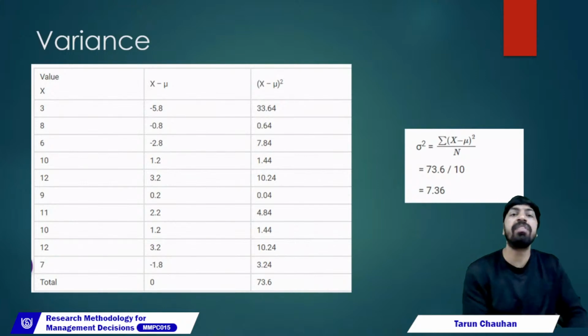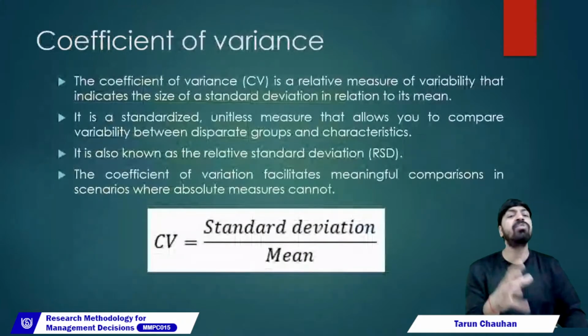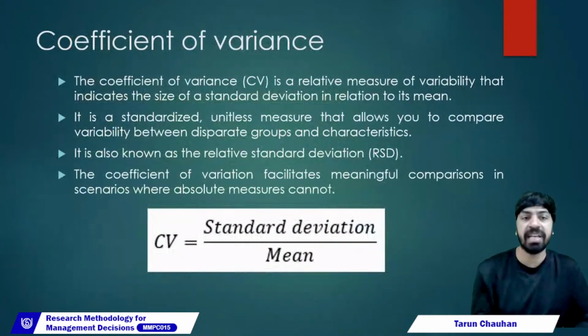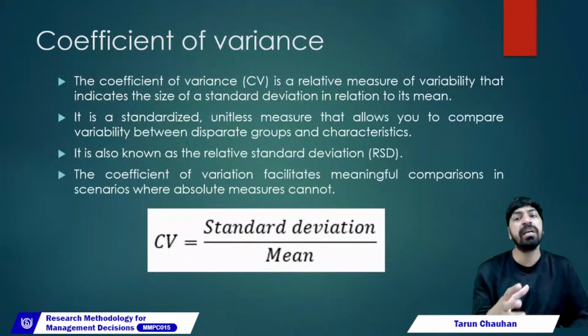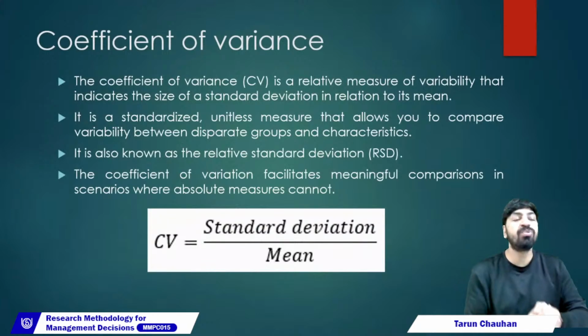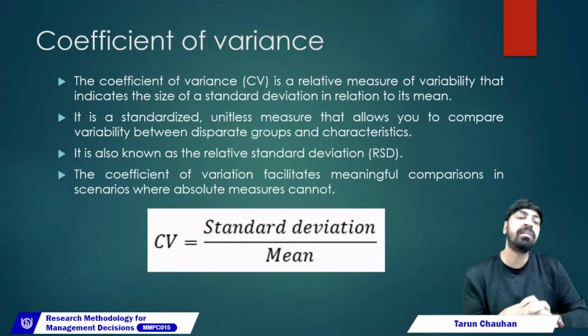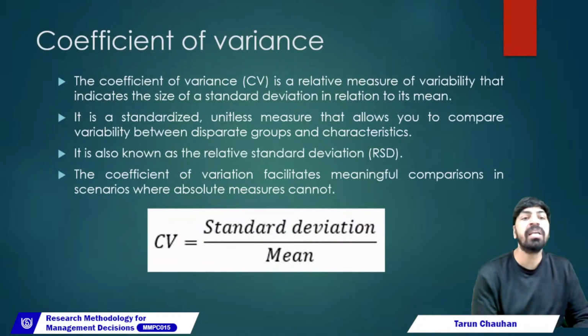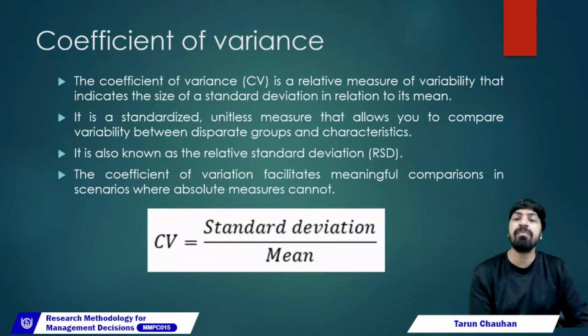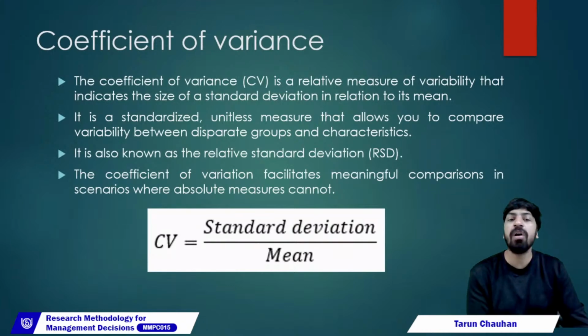So this is the coefficient of variation. This tool is mainly used for comparison between two or more variables. It is used to compare how much change occurs between groups and population characteristics. It is also known as the relative standard deviation. The formula of CV is standard deviation divided by mean. So this is the main formula of the coefficient of variation.